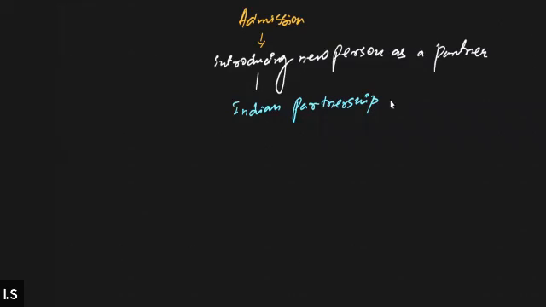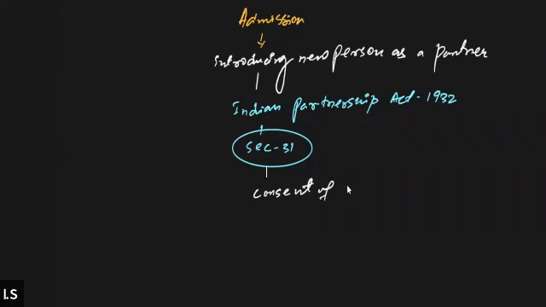The provision is specified under Section 31 of the Indian Partnership Act, 1932, which says that if a person needs to be admitted to the partnership, such a person can only be admitted if the consent of all the partners is there. Consent of all the partners should be there. That means unless and until approval of all the partners is given, no new person can be admitted to the partnership.